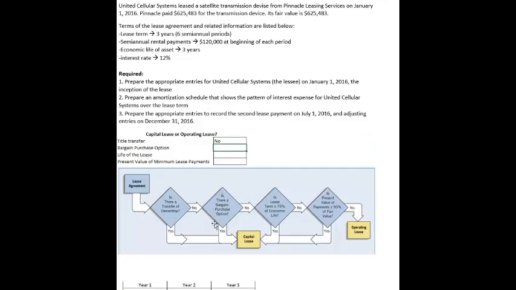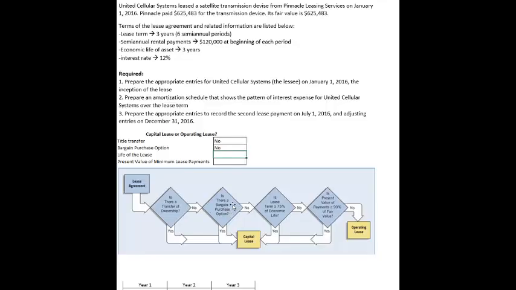So the second criteria, is there a bargain purchase option? Again, nothing listed here. The bargain purchase option would be a way for the lessee to acquire the leased asset at the end of the lease term. Nothing mentioned here, so there's no bargain purchase option. We're 2 for 2.